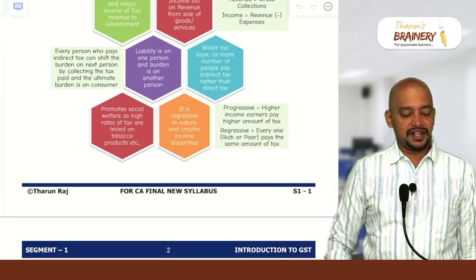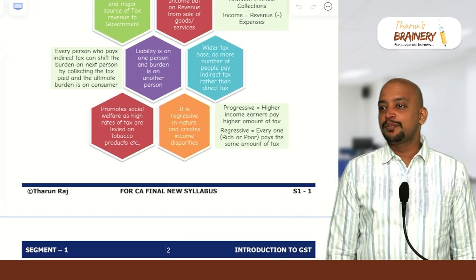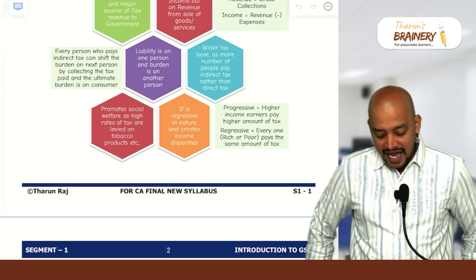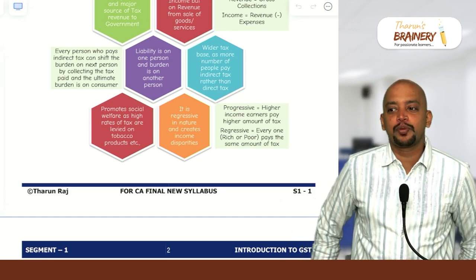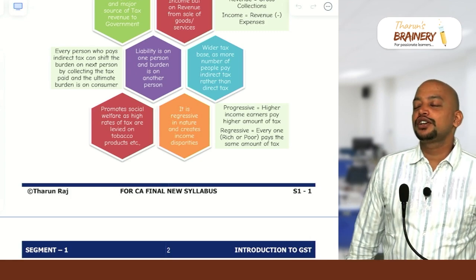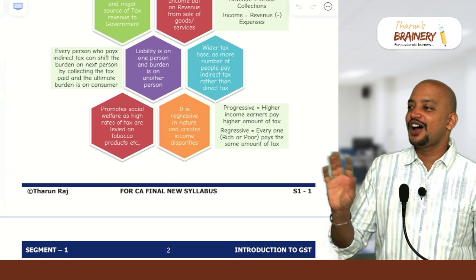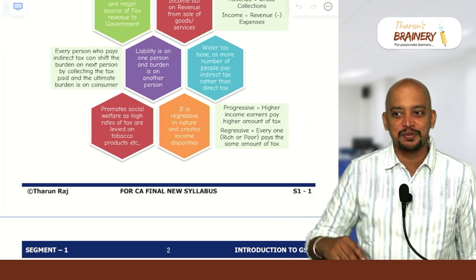Promote social welfare. This is nonsense. I don't know how it will promote social welfare. How will indirect tax promote social welfare? As high rates of tax are levied on tobacco products. If you really wanted to create social welfare, you should ban tobacco products. You should not levy more taxes on tobacco products.